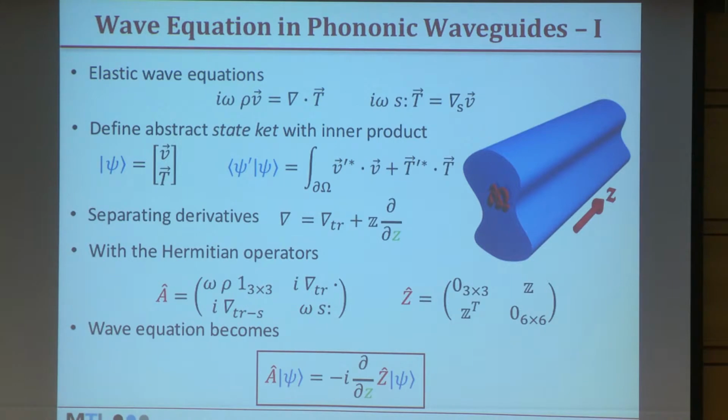I was very inspired by Professor Steven Johnson's work on this topic, when he formulated his photonics problem in a manner very similar to quantum mechanics. So I followed in his steps, and starting from the elastic wave equations that we have, I said, okay, let's try to do something similar. Let's define them in a way that looks like quantum mechanics or photonics and see what we can get. So I started by defining an abstract state ket using Dirac notation, and I selected the state ket specifically to have the velocity and the stress.